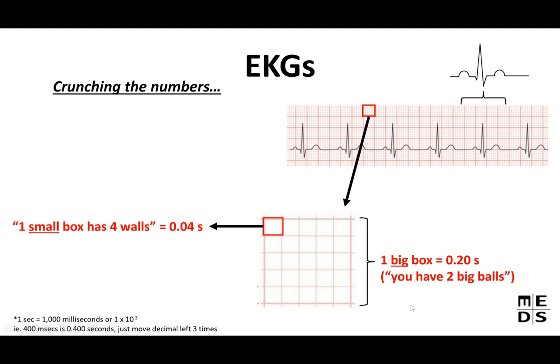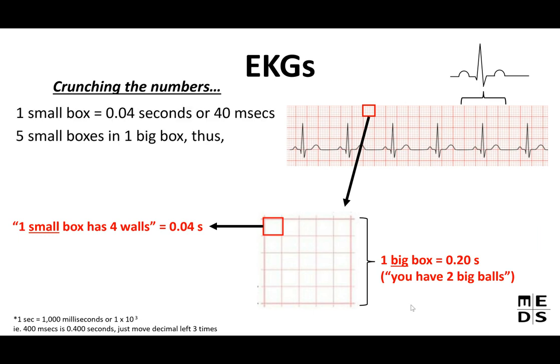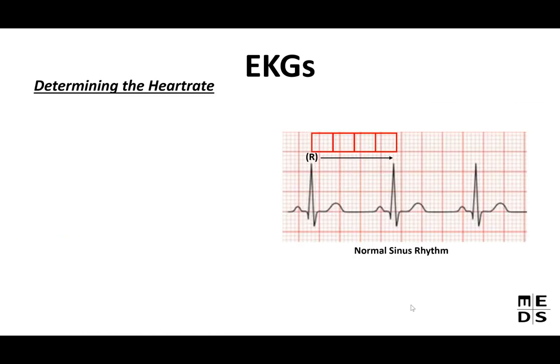And I'm going to have all this in writing up here on the left, so it's a little bit easier to understand. So one small box is going to be 40 milliseconds. 5 small boxes in one big box, thus, do a little bit of math. Just essentially think 5 times 4 is going to be 20, and therefore, that's going to be 200 milliseconds in one big box.